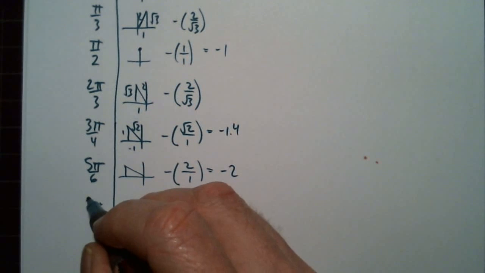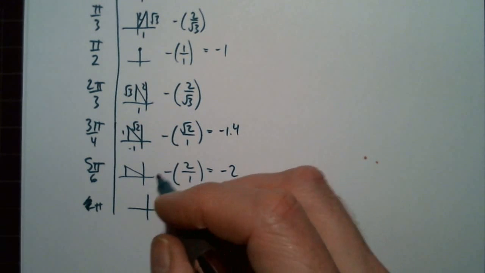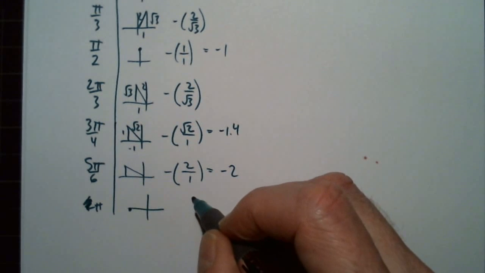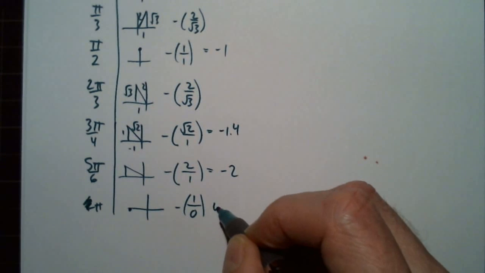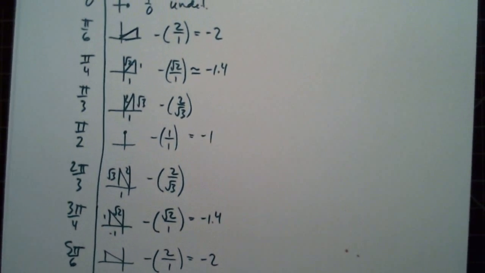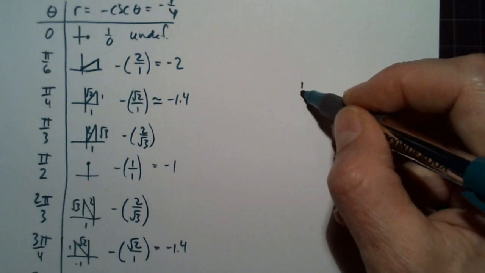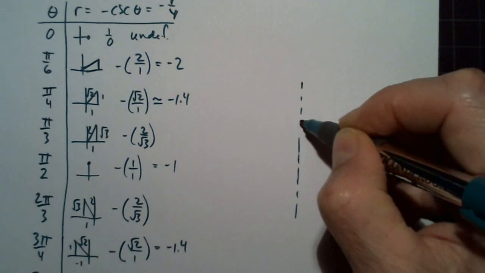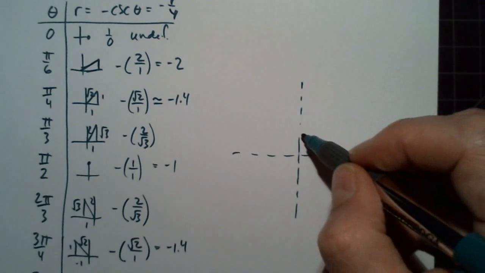We could just go to pi. At pi, radius is 1 and y is 0, so that's undefined. And we have to go out to 2.